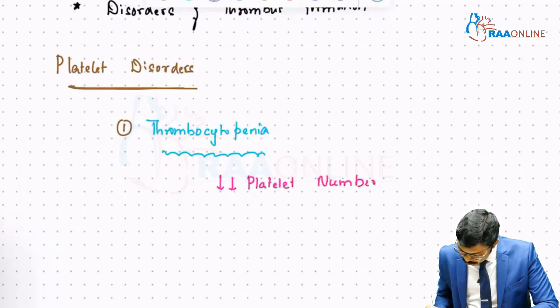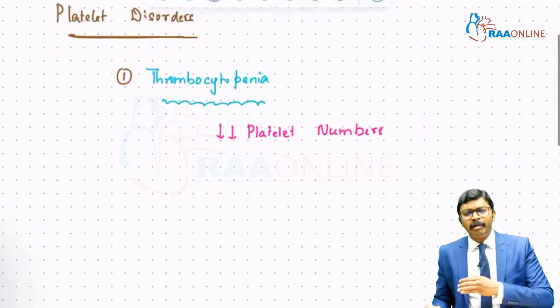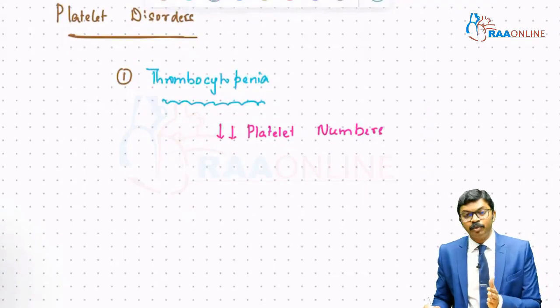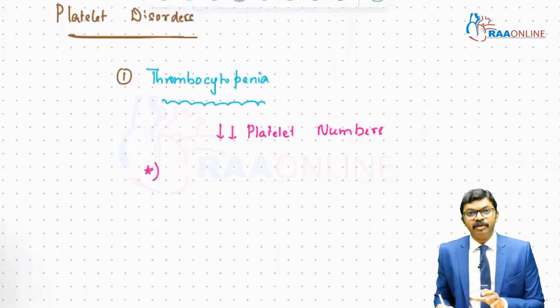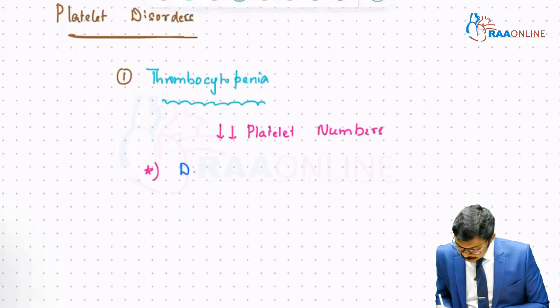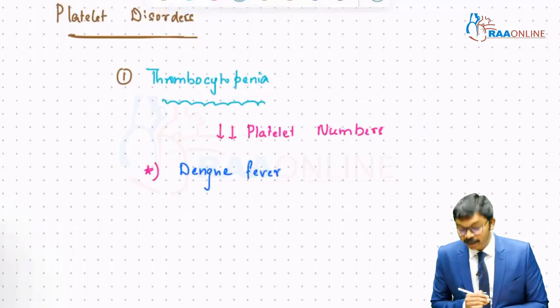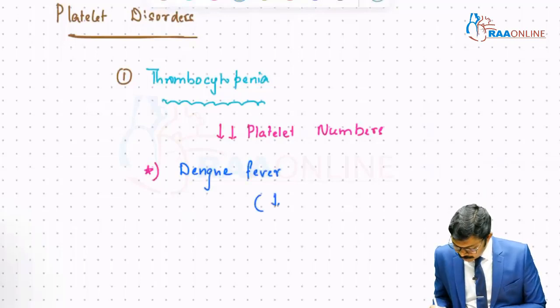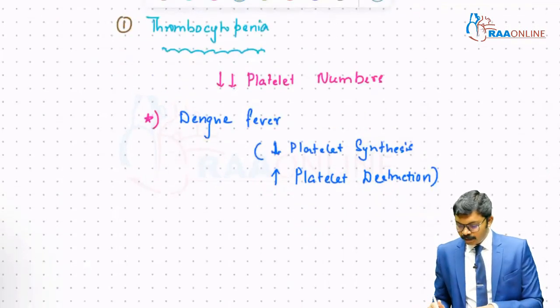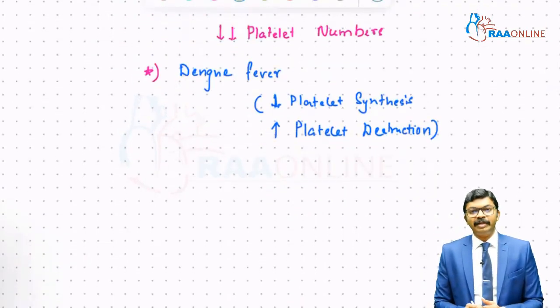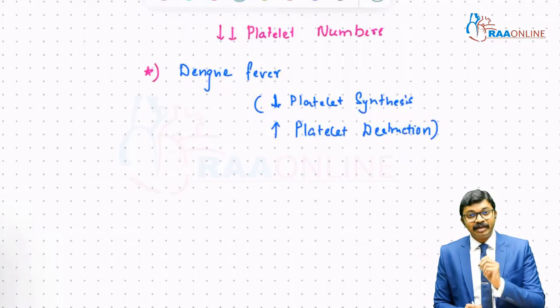When it comes to decrease in platelet numbers, there are multiple conditions that bring about thrombocytopenia. The first and foremost condition that you should be familiar with is dengue fever, where there is going to be decreased platelet synthesis and increased platelet destruction as well. So thrombocytopenia is due to decreased platelet synthesis as well as increased platelet destruction.